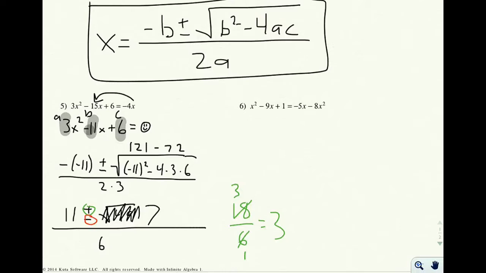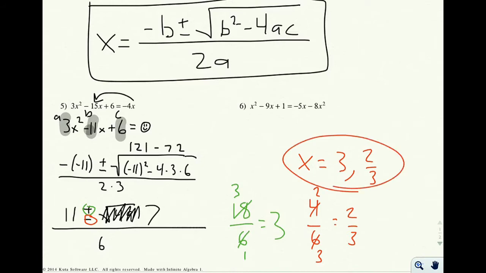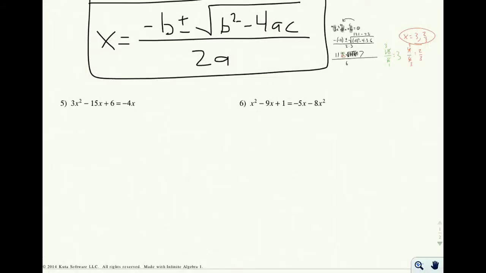How nice. Now my other one, I look at the minus. So I go 11 minus 7, and that's 4 over 6 again. 4 over 6, I can divide both of them by 2, so I get 2/3. So my two solutions are x equals 3 and x equals 2/3. Those are my two possible solutions. So let's move on to our next problem.